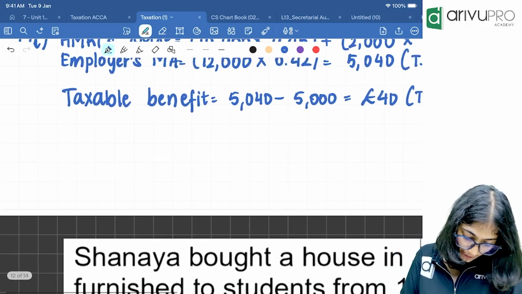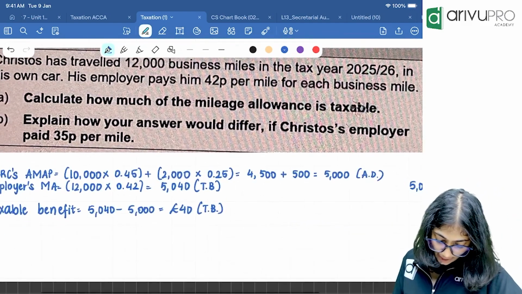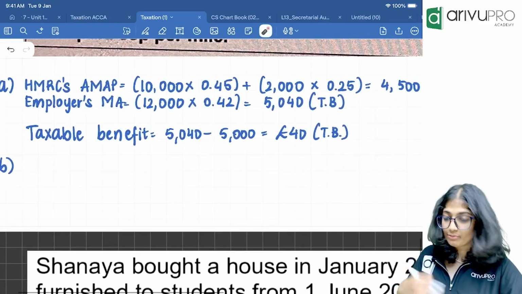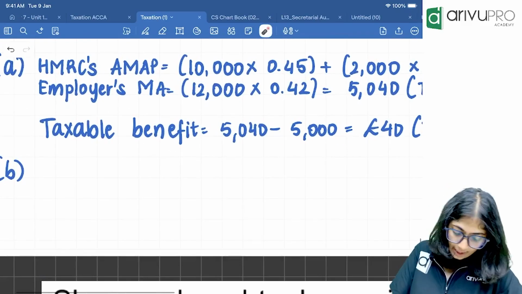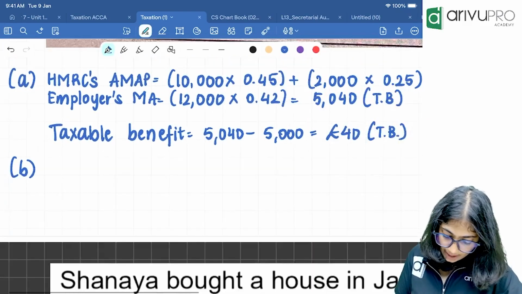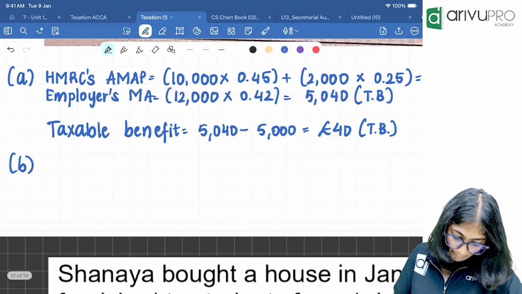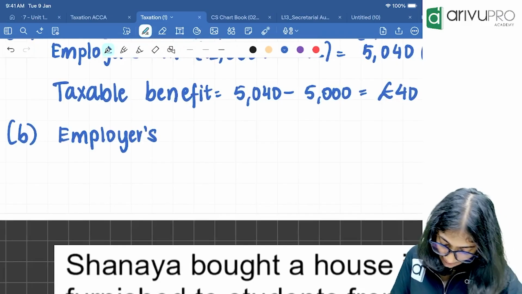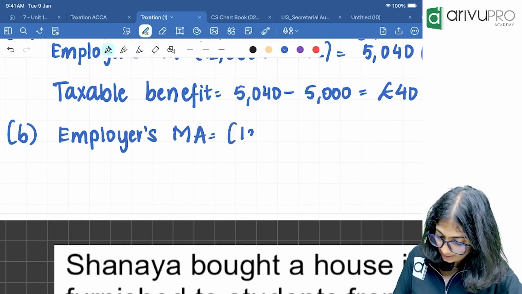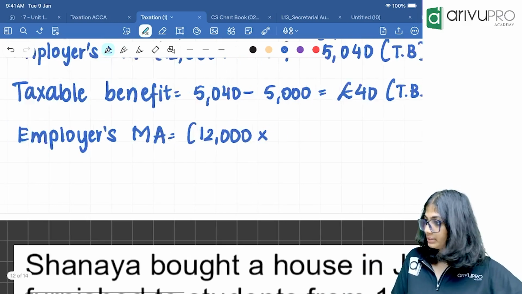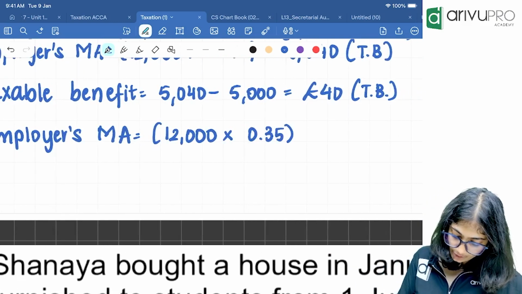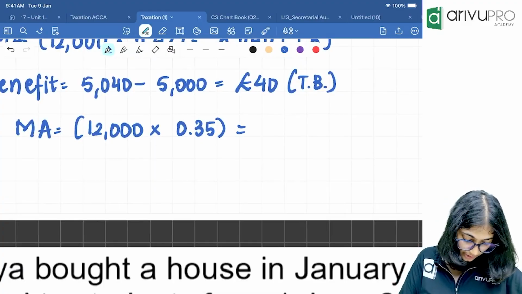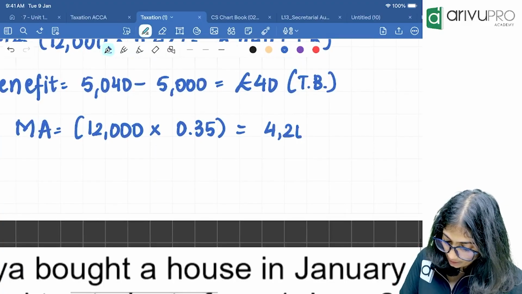Now, let's look at question B. Explain how your answer would differ if Christo's employer paid 35 pence per mile, 0.35 per mile. HMRC's AMAP is going to stay the same, but the employer's mileage allowance will change. The employer's mileage allowance is going to be 12,000 business miles into 0.35. So 12,000 into 0.35, you're going to have 4,200 pounds.